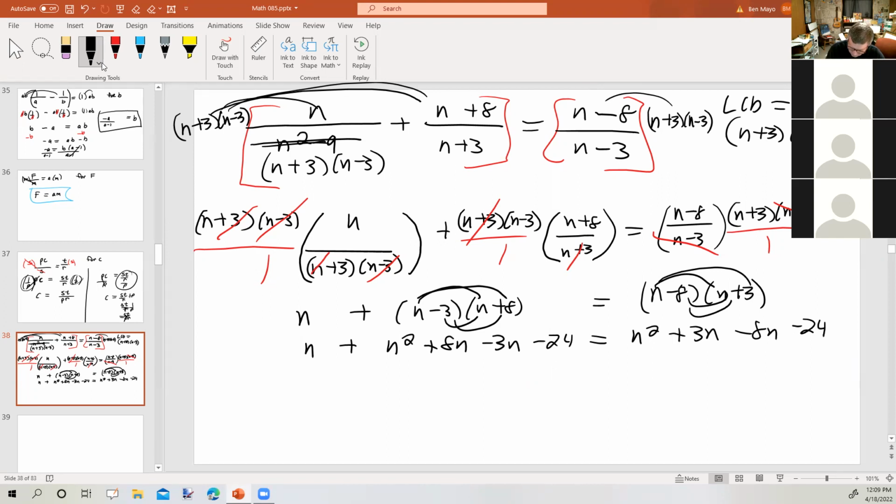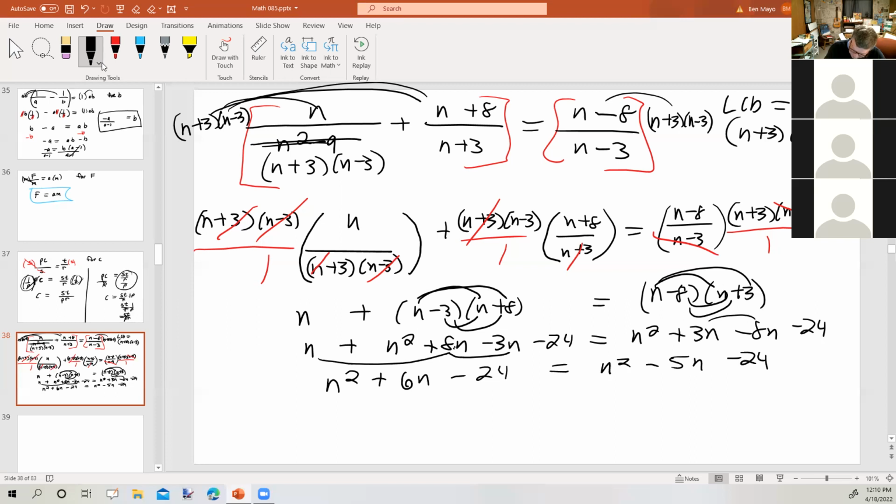Let me know when you're ready to go on. Ready. Combining like terms on the left side of the equation, we get n squared plus 6n. 1n plus 8n is 9n minus 3n is 6n minus 24. On the right side, n squared minus 5n minus 24.